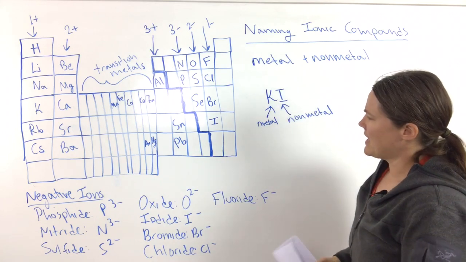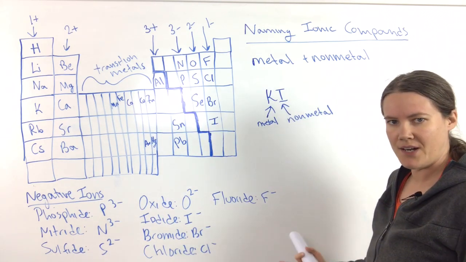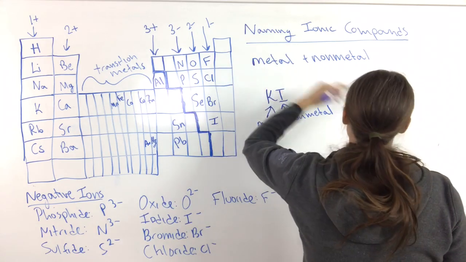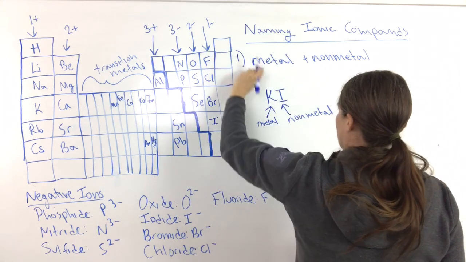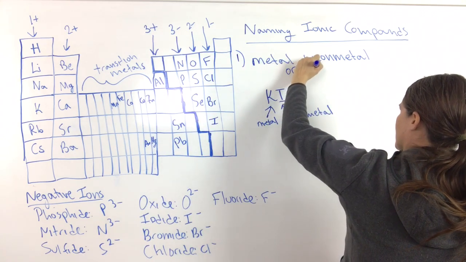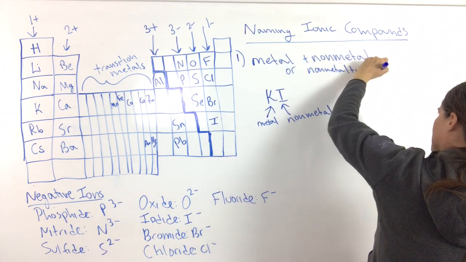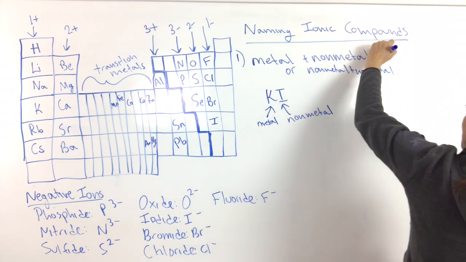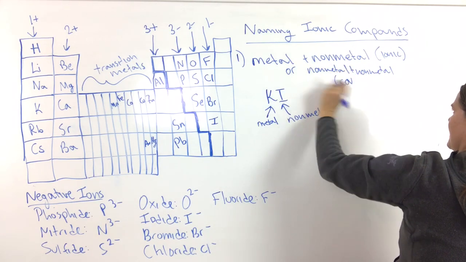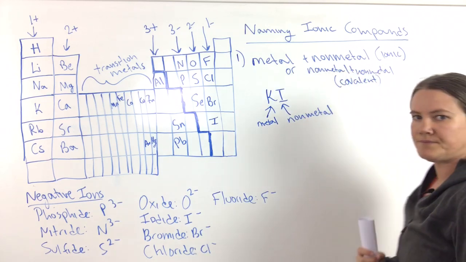So that's the first step. We figure out what kind of bond we have. Do we have ionic or covalent? We have an ionic bond. So I'm going to just put the steps here. One, metal plus nonmetal, or nonmetal plus nonmetal. The first one means that it's an ionic bond, and the second one, nonmetal plus nonmetal, means that it's a covalent bond.